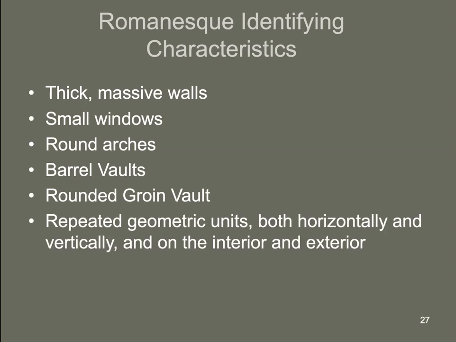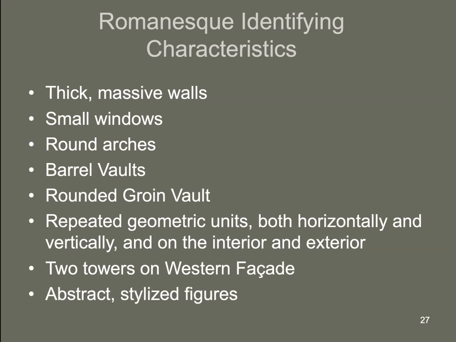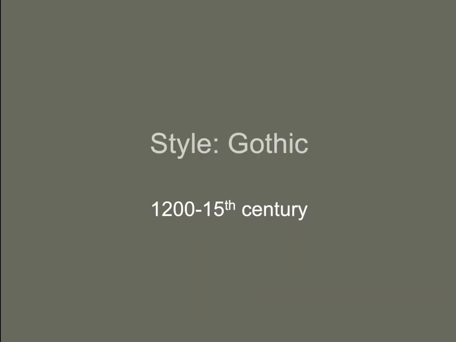Something I didn't mention is that you're going to see repeated geometric units, both horizontally and vertically, on the interior and exterior of the building. So the building could be divided into little squares and then repeated over and over again, both horizontally and vertically. Two towers on the western facade. And then within two-dimensional art or sculpture, you're going to see abstracted, stylized figures.